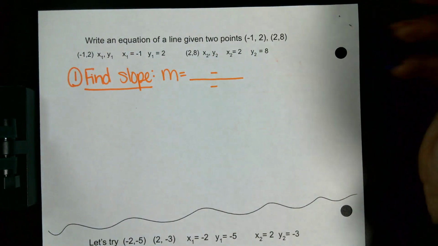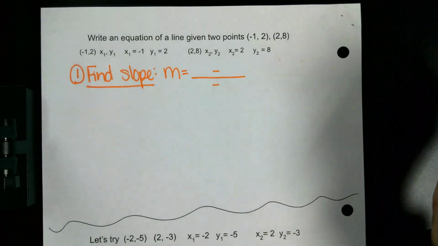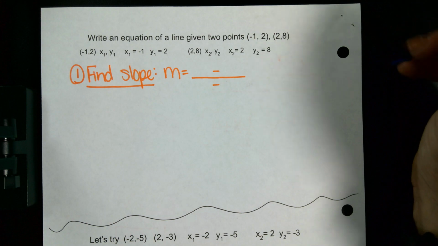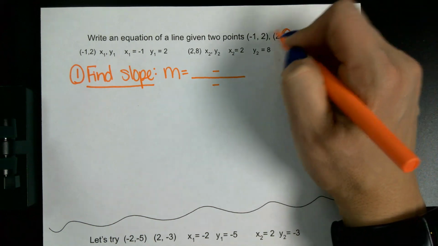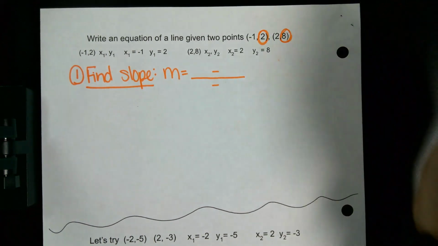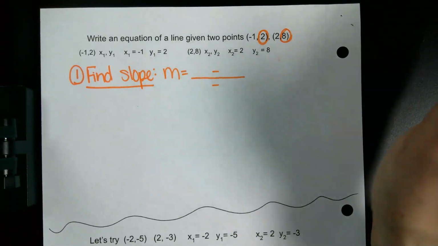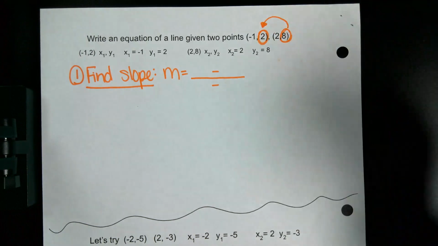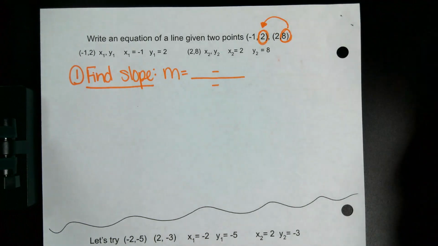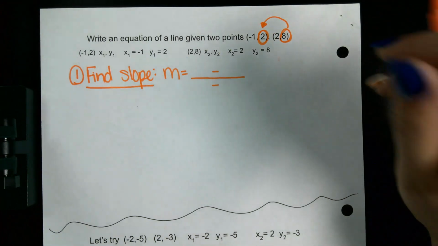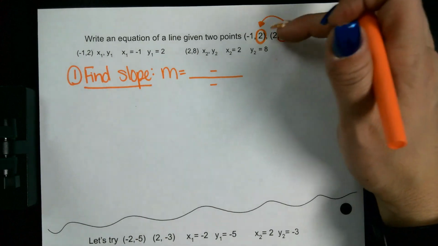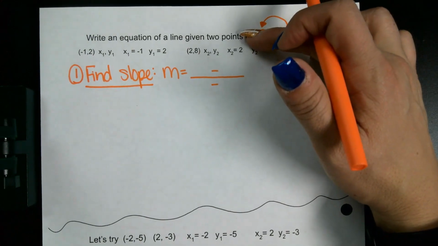Set up the fraction bar. Go ahead and put the minus signs there, so that way you won't forget them later. And then here are the top two numbers, 8 and 2. It does not matter which way you go. I prefer this way, just because the formula says y2 minus y1, but you don't have to go that way. You just have to stay consistent. If you go this way on top, I have to go the same way on the bottom.